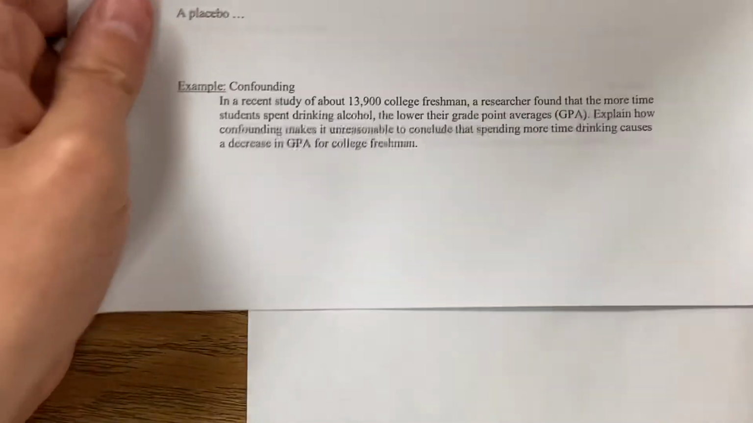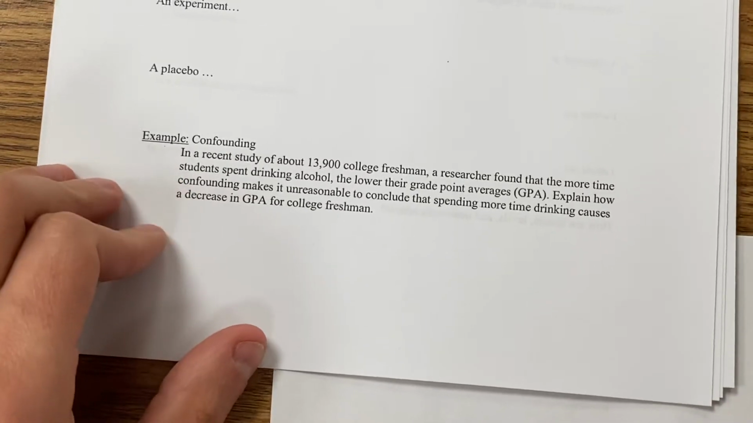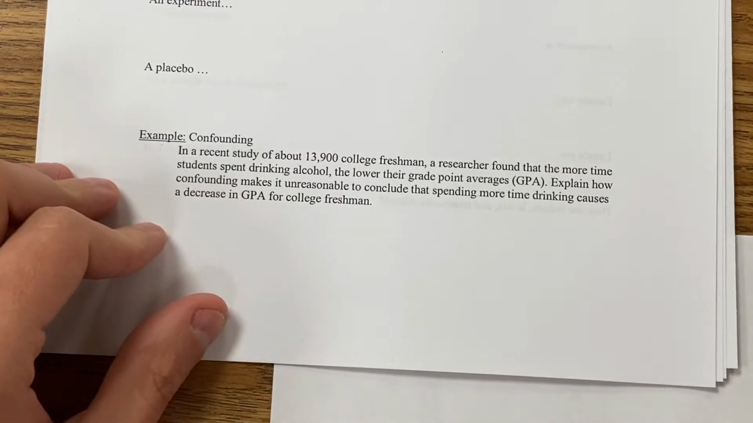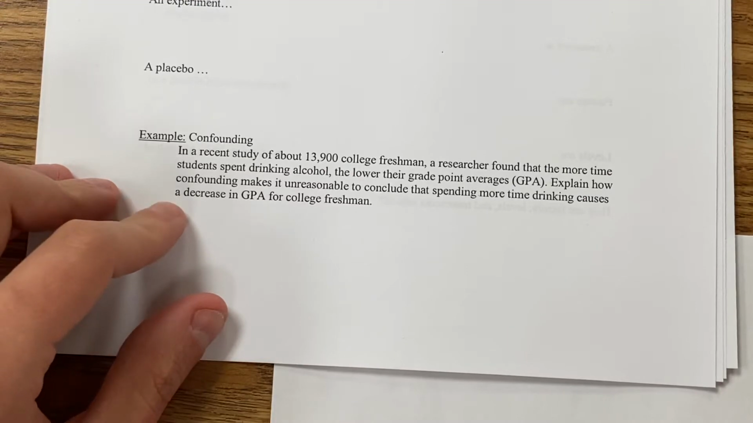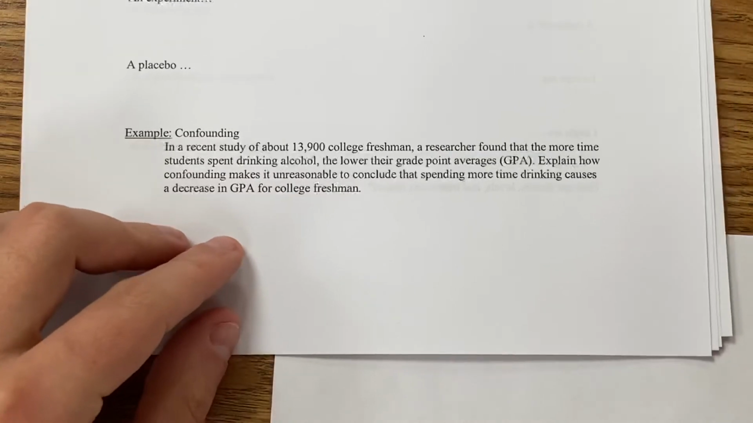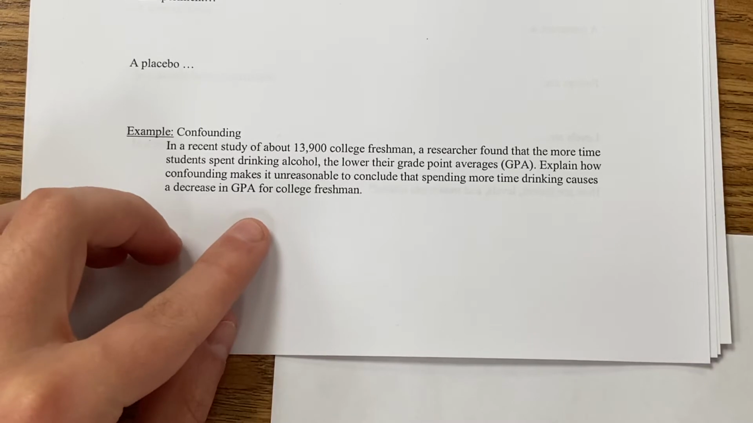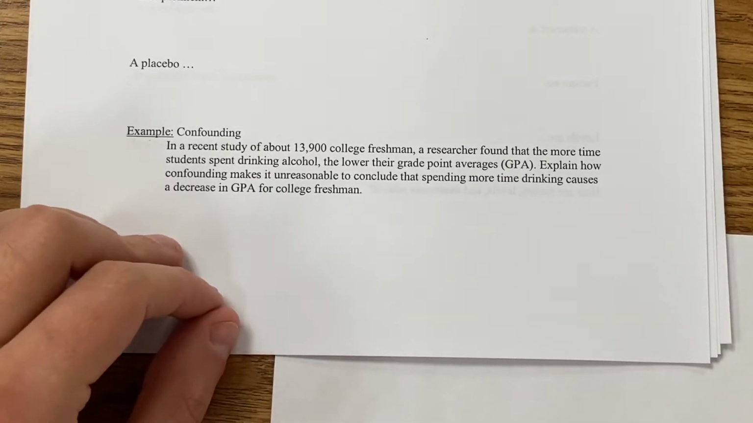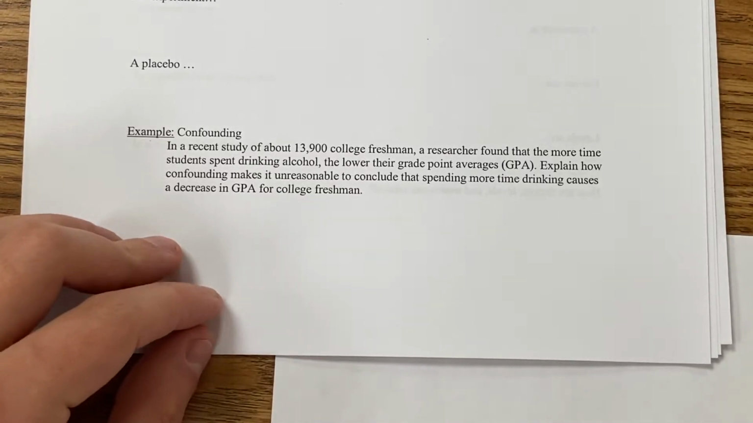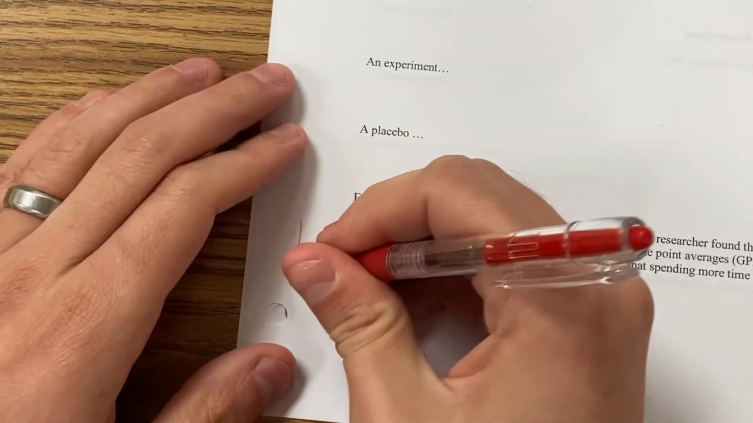So here we go. I'm going to switch over to a blank copy for this example. In a recent study of about 13,900 college freshmen, a researcher found that the more time students spent drinking alcohol, the lower their grade point average. Explain how confounding makes it unreasonable to conclude that spending more time drinking causes a decrease in GPA for college freshmen. So I'm going to draw something that's not necessary, but it just helps me kind of grasp what's going on.